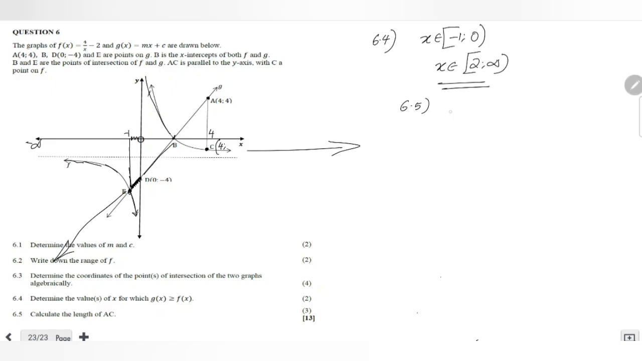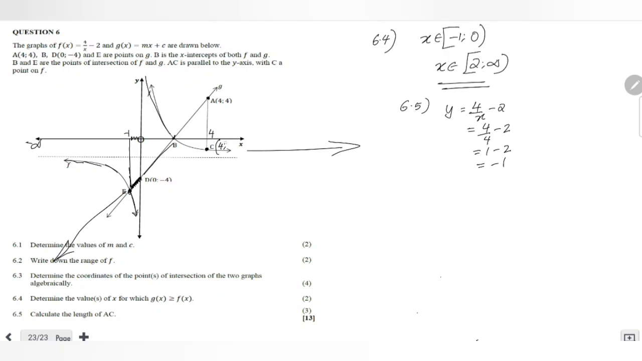What is the hyperbola? Let me write the hyperbolic equation. Y is equal to 4 over x minus 2. Is it clear? Now you can substitute the x value for that: 4 over 4 minus 2, which is going to be 2 minus... 1 minus 2. Answer is negative 1. Clear?